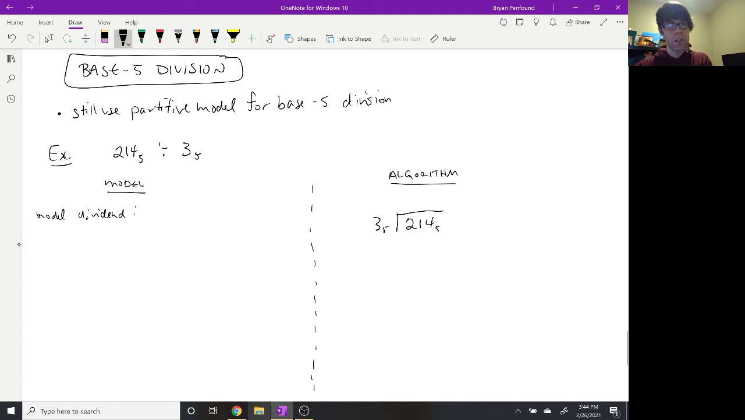Okay, so the dividend is 214 in base 5. That means we have 4 units, one 5 block, and 2 25 blocks. So we model the dividend. We're not going to model the divisor. The divisor is actually going to get modeled as the number of equal-sized groups that we're trying to break up these units into. So we're going to model 3 groups.